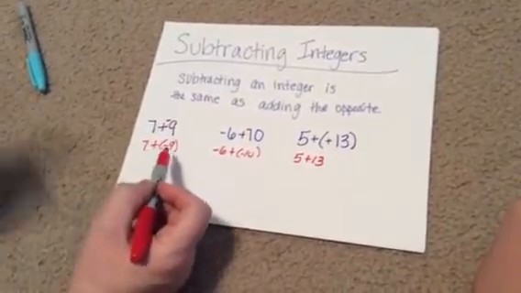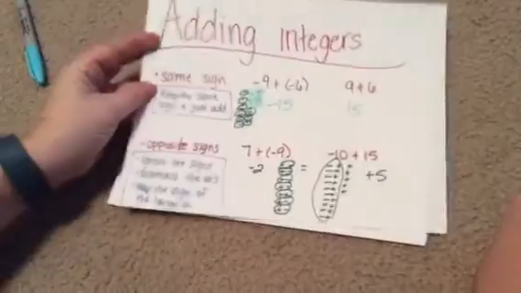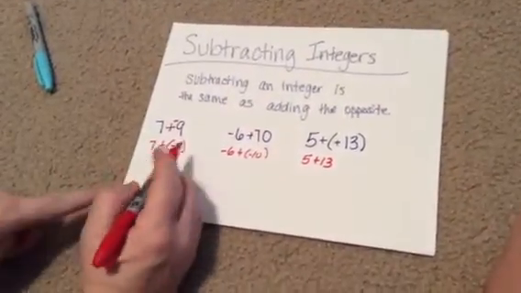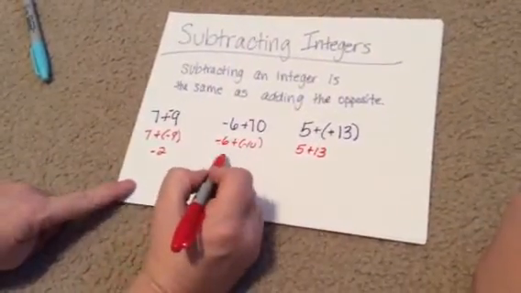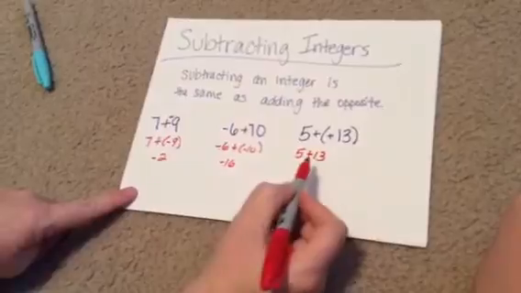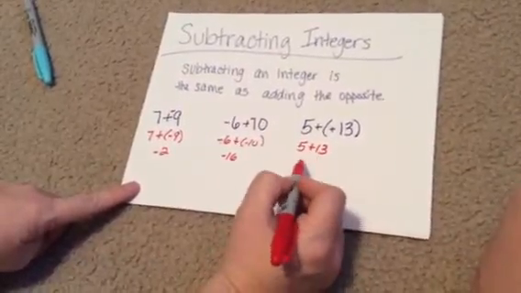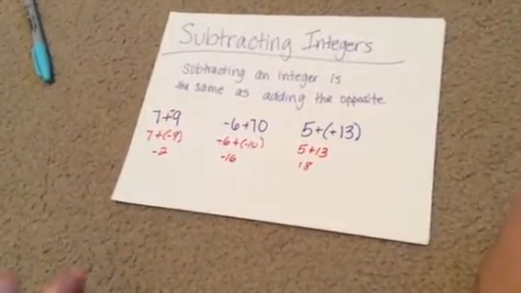And now you go back to the exact same thing you did on the previous video with your adding integers. Okay, 7 positives and 9 negatives would be 2 negatives. 6 negatives and 10 negatives would be 16 negatives. And 5 plus 13 then will be just 18. They're all positive. All right?